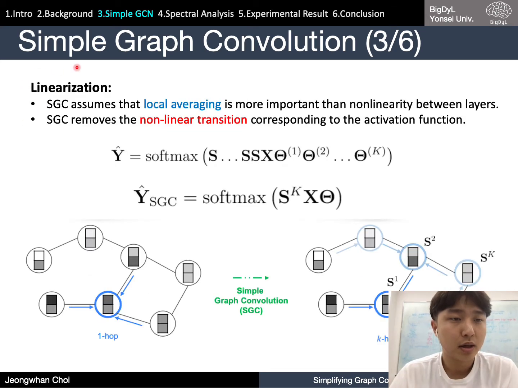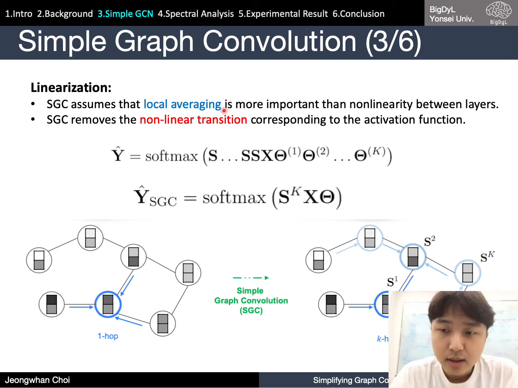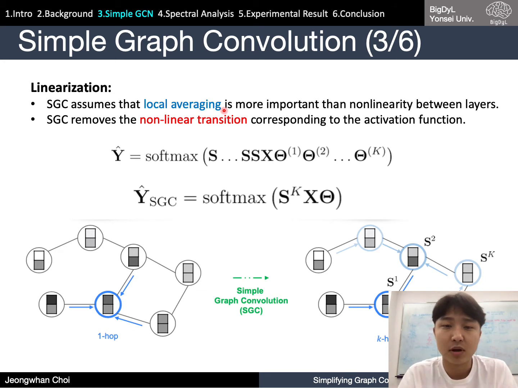And this part is the linearization of SGC. First, the paper hypothesizes that the nonlinearity between GCN layers is not critical, but that the majority of the benefit arises from this local averaging. They therefore remove the nonlinear transition functions between each layer and only keep the final softmax in order to obtain probabilistic output.